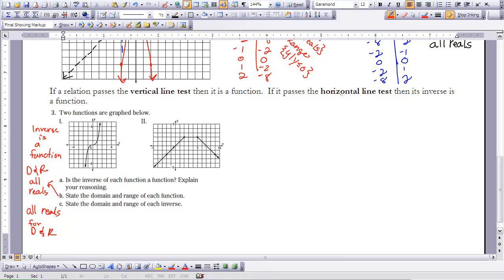Okay. Now let's explore number 2. Is the inverse of this a function? Does this pass the horizontal line test? As you can see, I have more than one value hitting the line, so this does not. So the inverse of this is not a function.